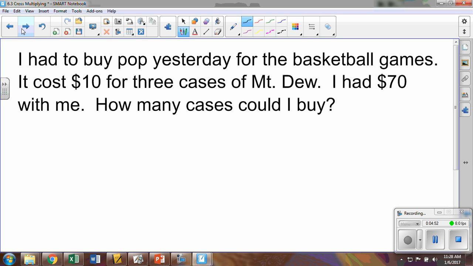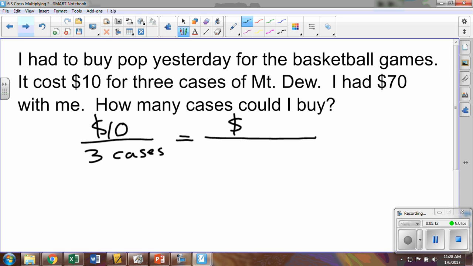Well, when we're looking at this, we're saying it's $10 for 3 cases. Remember, anytime you're setting up a proportion, the labels tell you exactly where you need to do it. Everything is built around making sure that we've got matching units, dollars and cases. Well, I had $70, and so I'm looking for how many cases. Build our proportion, we can cross multiply and solve.